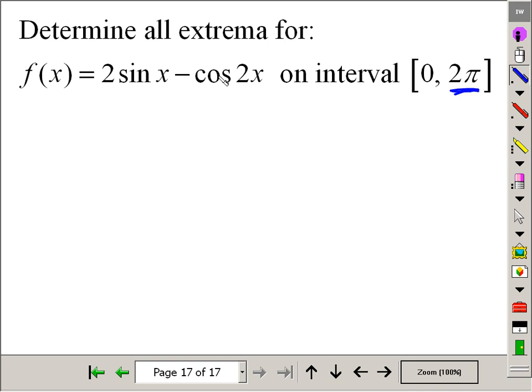First things first, let's figure out the derivative of this one. I would call on you, but I have no idea who's there.